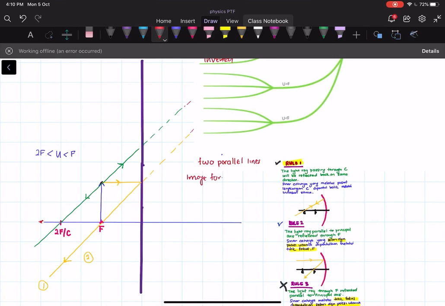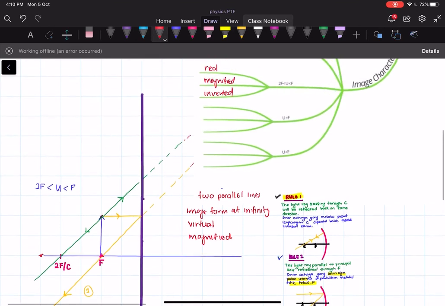The image is formed at infinity, but remember it is forming behind the screen. Anything forming behind the screen in a mirror is a virtual image, so it's going to be a virtual image, and of course it's magnified because we don't know where it is going to be formed, so I can still say it is a magnified virtual image which is formed at infinity. So, key points here.